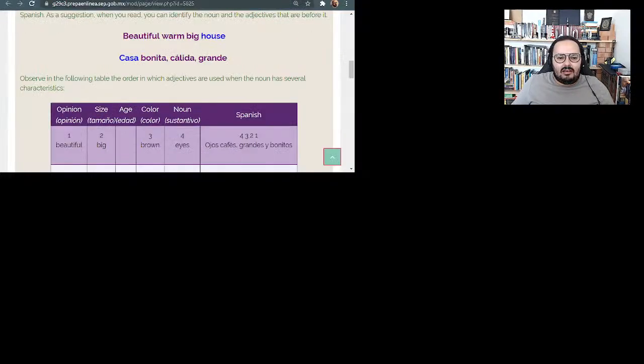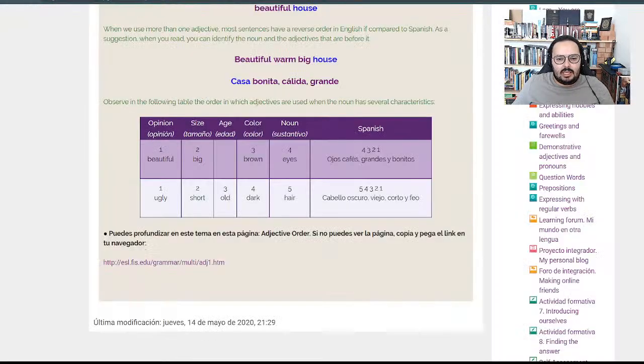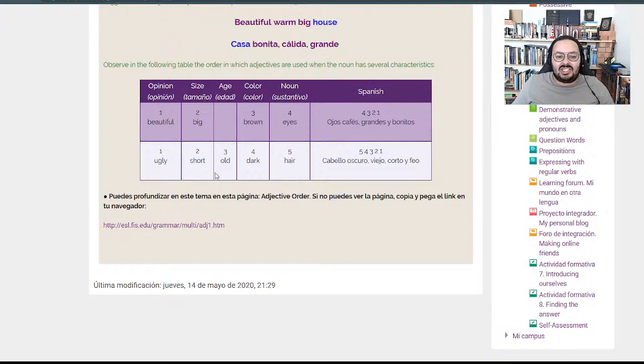Sorry. Oh my goodness. Sorry. I had some troubles. Okay. It's done. So now we have ugly, short, old, dark hair. Ugly is the opinion, size it is short, age it is old, color dark, noun it is hair.